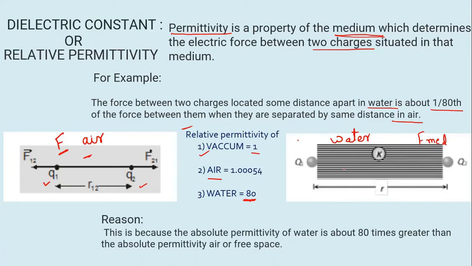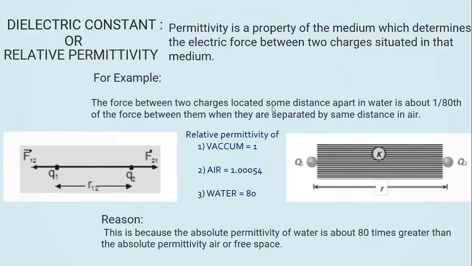So why is the force in the medium reduced? The force in a medium is reduced because the absolute permittivity of water is about 80 times greater than the absolute permittivity of free space. Here you can find that the permittivity of water is 80 times that of vacuum. So the more the relative permittivity, the lesser the force present between them. The lesser the permittivity, the stronger the force present between the two charges. This is the concept of permittivity. So indirectly, it gives us the magnitude of the force, how the force is going to be affected when the charges are present in different media.